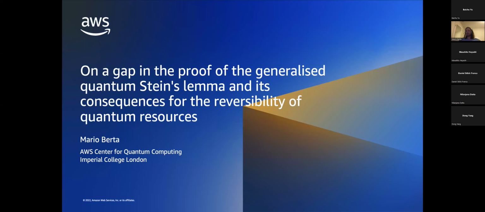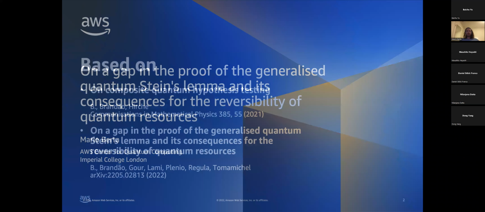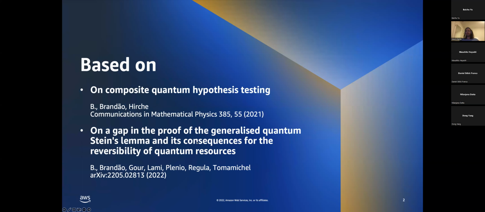Perfect. Good. So this is about this new preprint that we put out here. This is the second paper on this slide. However, I decided to also mix in a little bit of this previous work on composite hypothesis testing, because this first work actually gives us means to prove generalized Stein's lemma, where the second paper uses other methods as well, but it also points out some problems with previous work. Anyway, let's just get started.